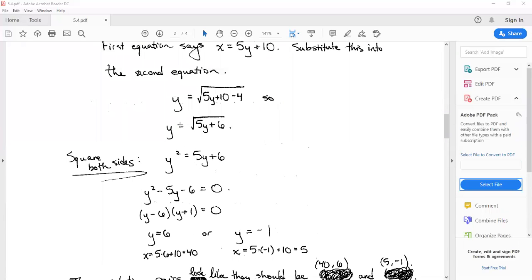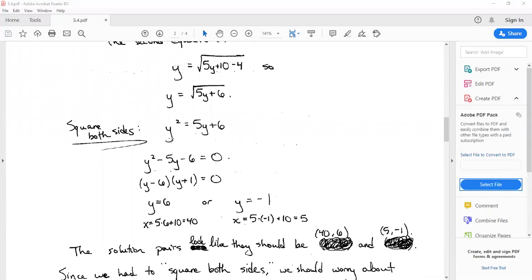Now we know how to solve equations like this. We square both sides, right? And we have to watch out when we square both sides. We might introduce some extraneous solutions, so we'll watch out for that at the end. When we square both sides, we get y squared equals 5y plus 6, which becomes y squared minus 5y minus 6 equals 0. That factors very nicely. We have two numbers whose product is minus 6 but whose sum is minus 5. That would be minus 6 and plus 1. So we solve for y here, and we get either y equals 6 or y equals minus 1.